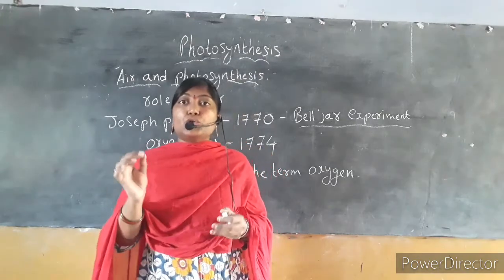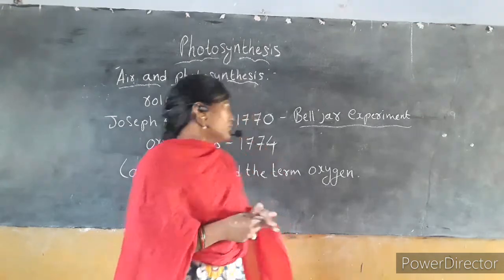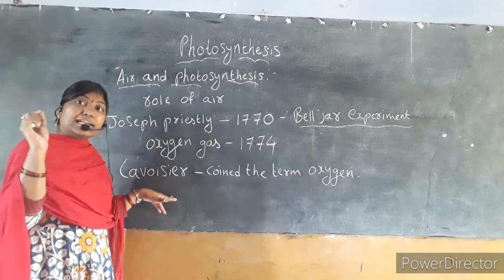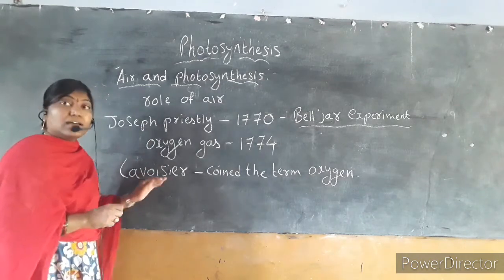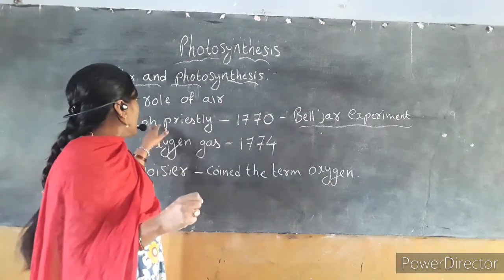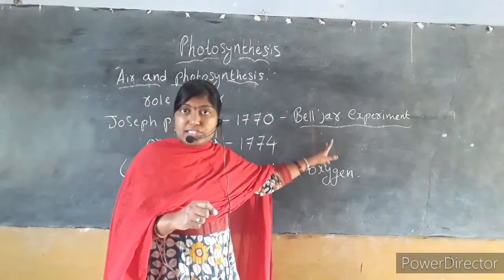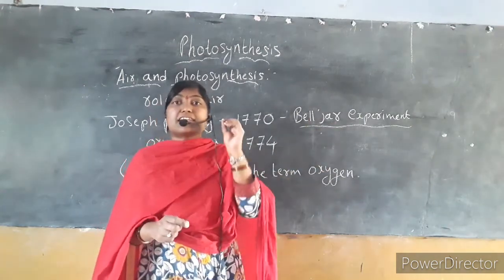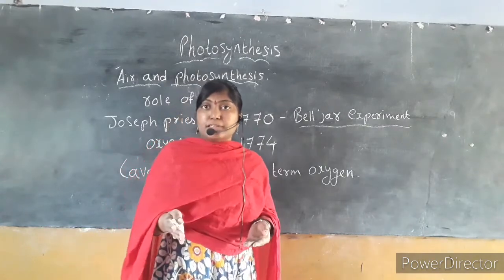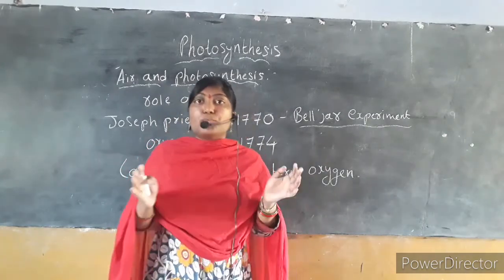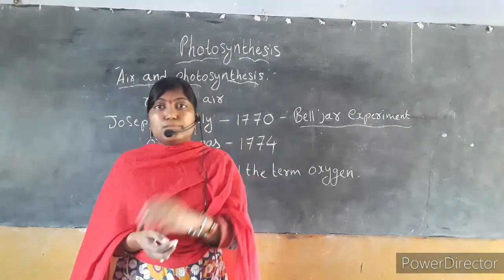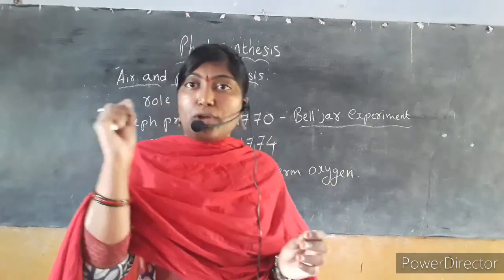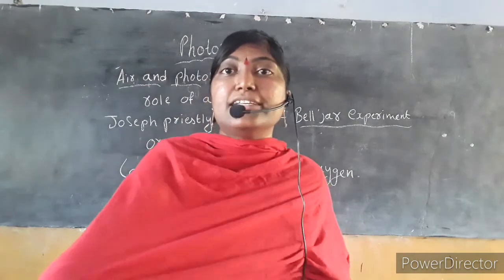First of all, listen to the experiment. I repeat once again. Who discovered the oxygen gas? Joseph Priestley. Who coined the term oxygen? Lavoisier. Joseph Priestley conducted the bell jar experiment, and during this experiment he discovered the oxygen gas. What the experiment is, how he conducted it, and what his conclusion was, I will explain in the form of pictures. So listen carefully, make notes, and you have to submit them to me.